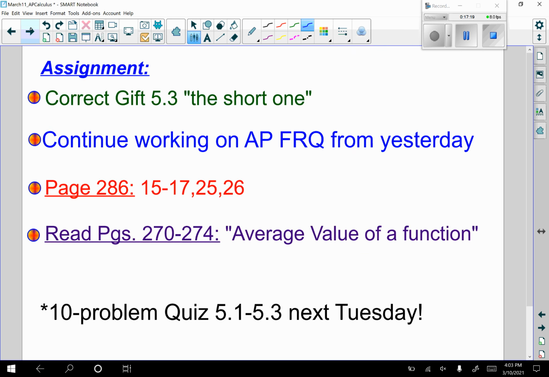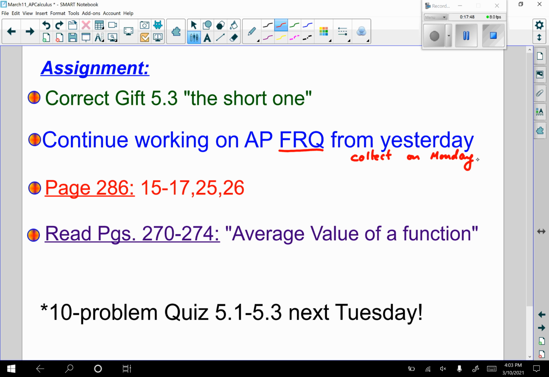All right, so as needed, go back over gift 5.3, the one I gave you yesterday. Also the FRQ is free response questions. So the two problems I gave you yesterday, continue working on them. I am going to collect them on Monday. Now they're very similar to previous free response questions that we've taken a look at. But you could still feel free to email me if you have a particular question, and I'll give you a hint on some of them as needed.